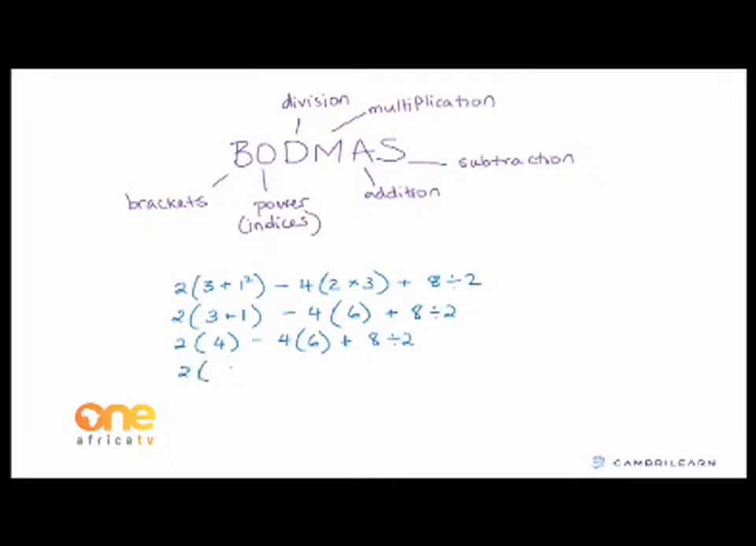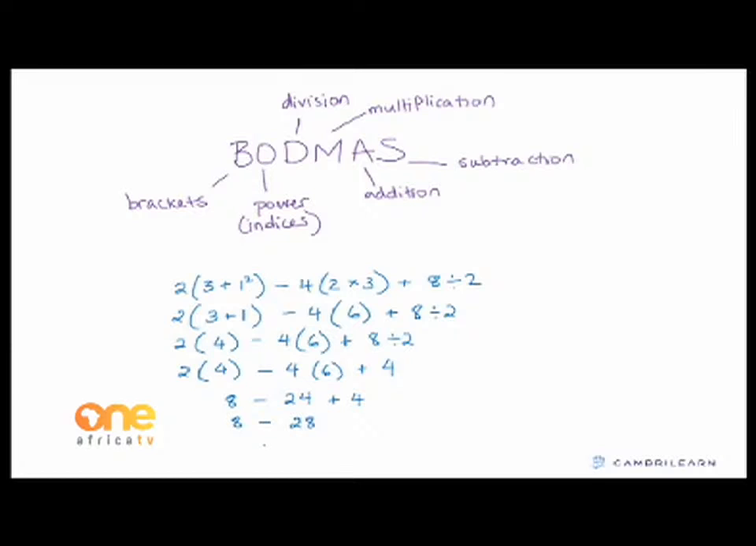So technically, we've still got 2 times 4 minus 4 times 6, but now plus 8 divided by 2 is 4. Now we finally got to multiplication. 2 times 4 is 8, minus 4 times 6 is 24, plus 4. Now BODMAS tells us we do addition before subtraction. So 8 minus 24 plus 4 is 28.